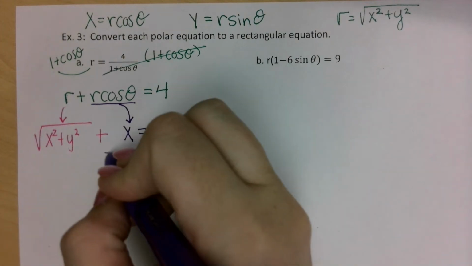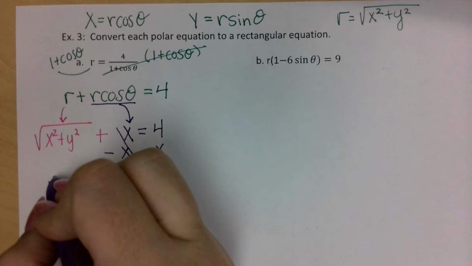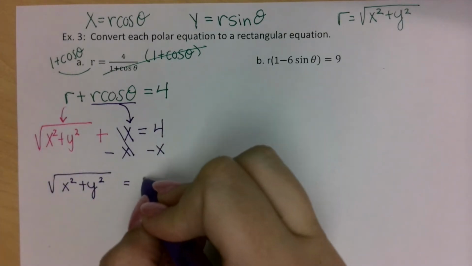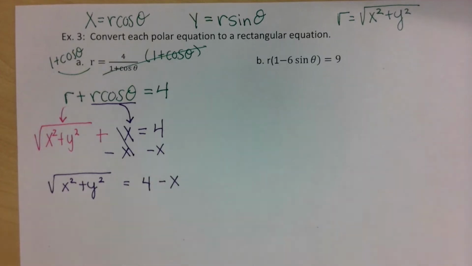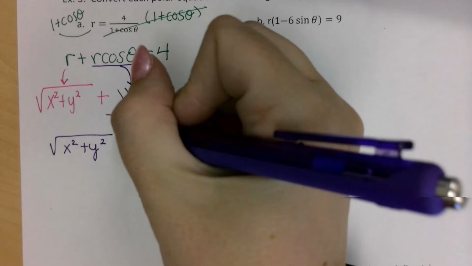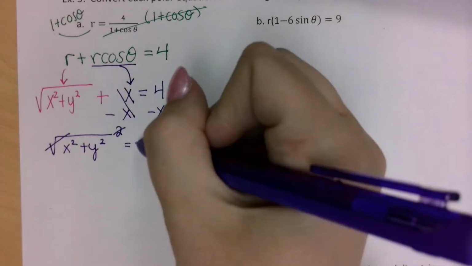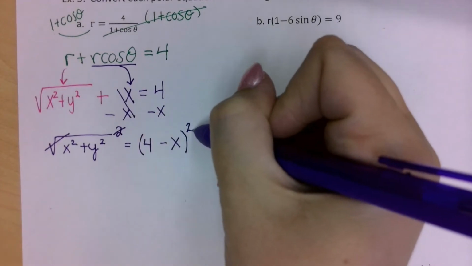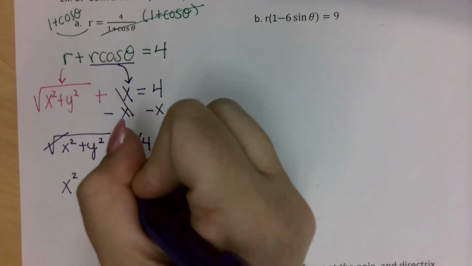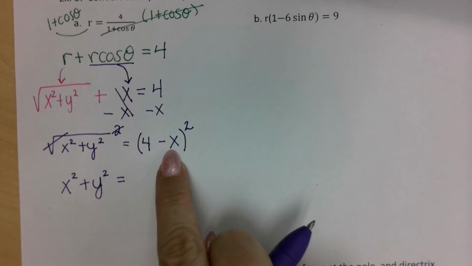Now we need to simplify this to look like our general form that we've been dealing with all along. So in order to do that, the first thing we're going to do is move this x to the other side. So we have the square root of x squared plus y squared is equal to 4 minus x. Now if you think back to algebra, I want to get rid of this square root. So I'm going to square each side so that the square and the square root can cancel, which means I also have to square this side.